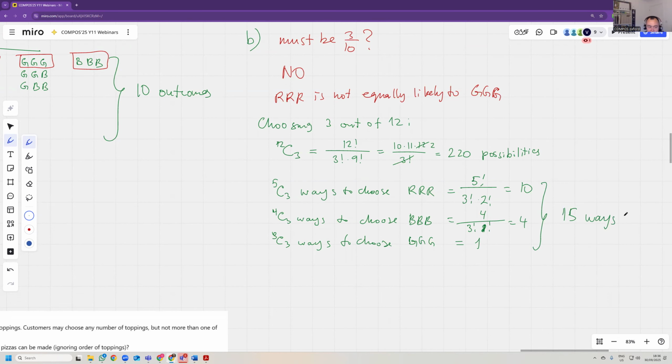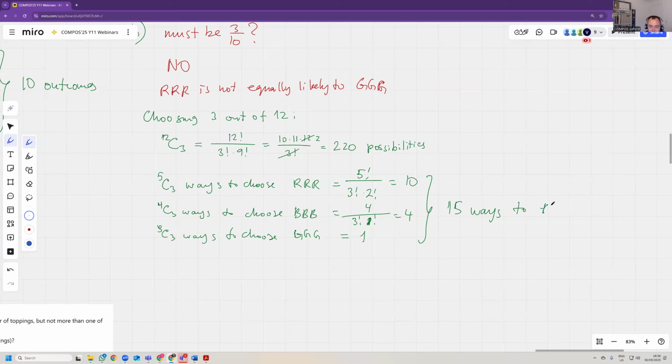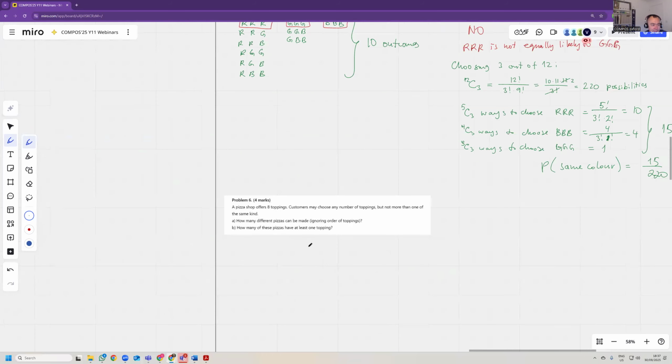ways to choose the same color. And therefore, the probability of the same color is 15 out of 220. And that is, oh yeah, 3 out of 44. Lovely. Okay, moving on. Question 6.